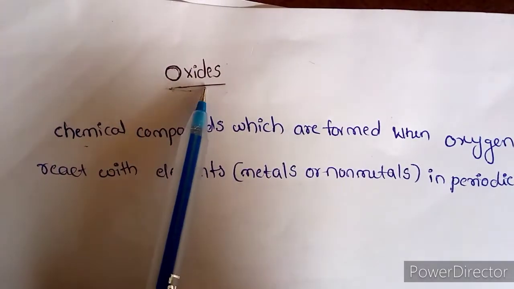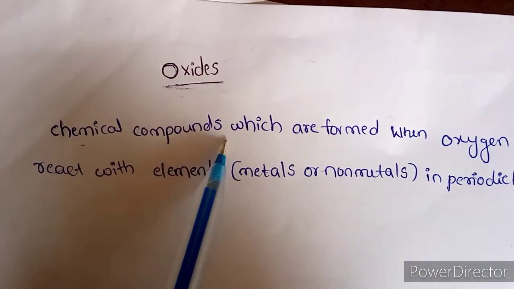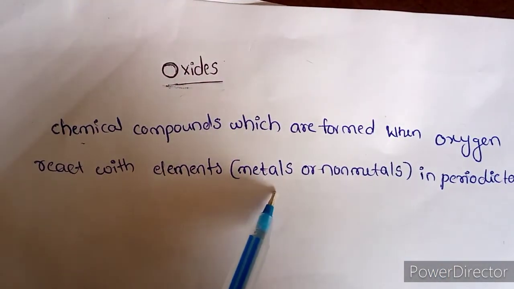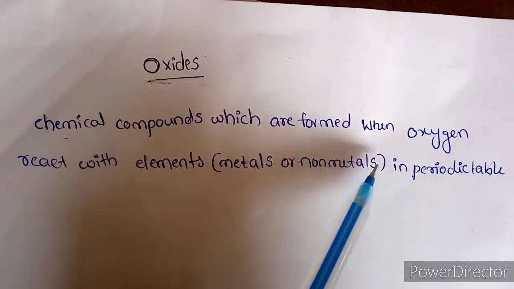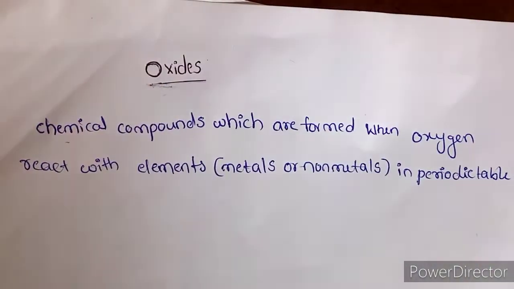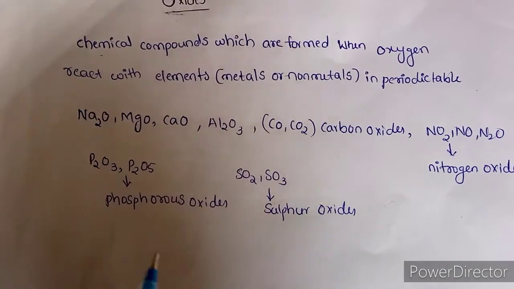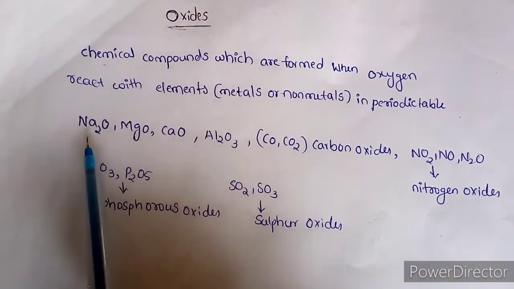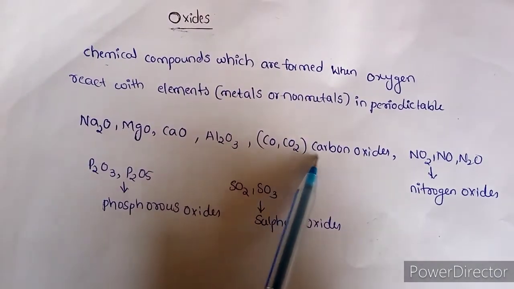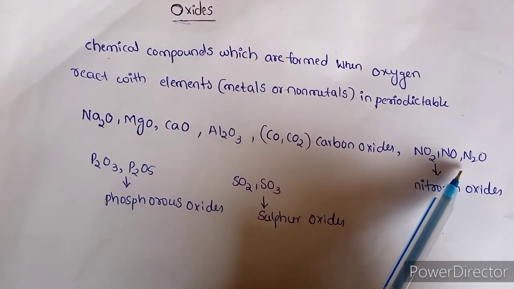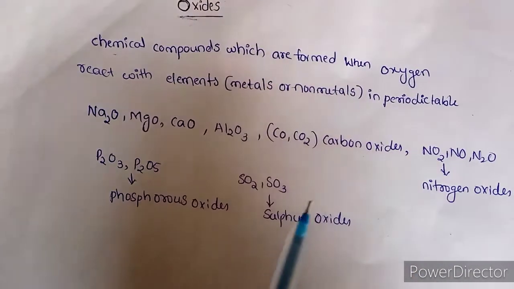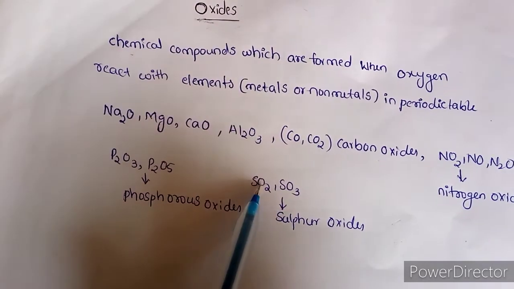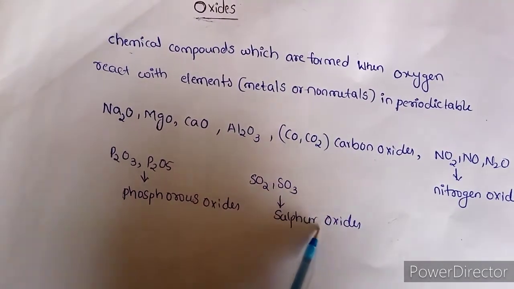Oxides. These are chemical compounds which are formed when oxygen reacts with elements, either metals or non-metals in the periodic table. Examples of oxides are sodium oxide, magnesium oxide, calcium oxide, aluminum oxide, and carbon oxides are carbon monoxide and carbon dioxide. These are nitrogen oxides. Phosphorus oxides are P2O3 and P2O5, and sulfur oxides are SO2 and SO3.